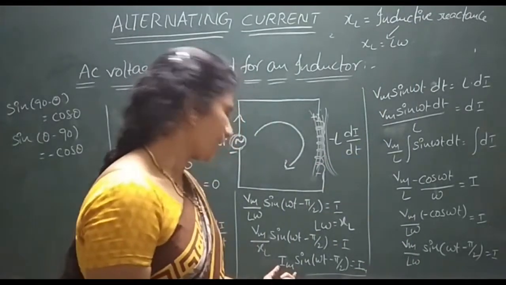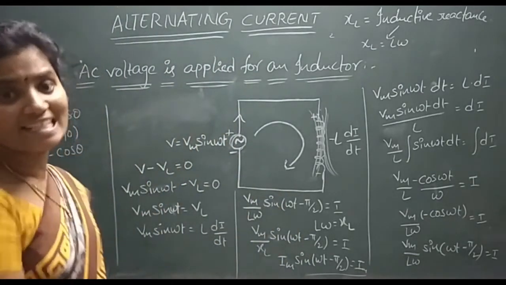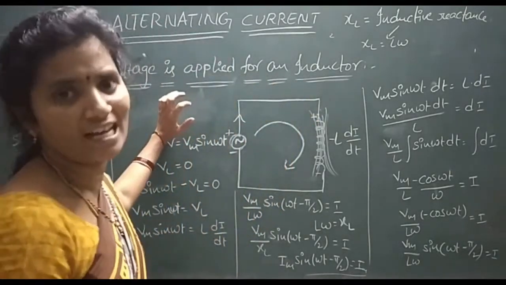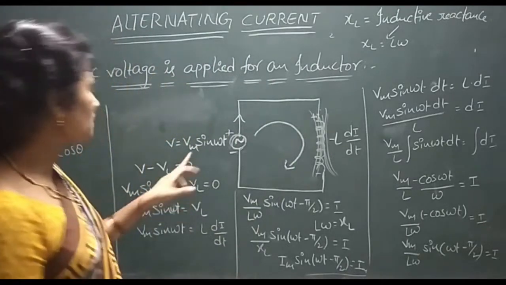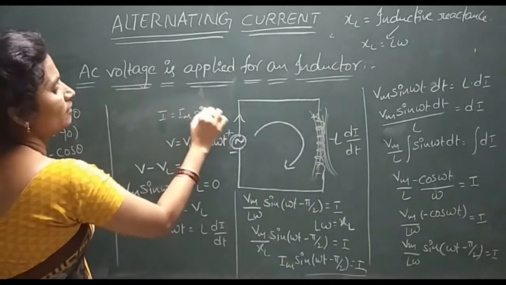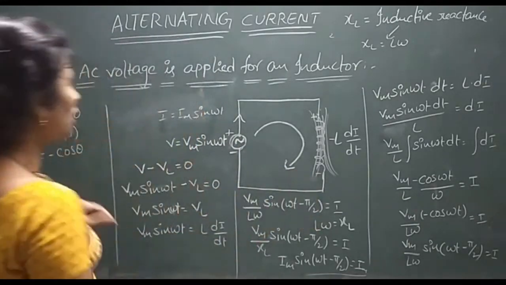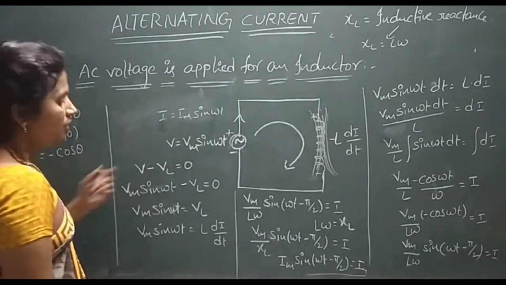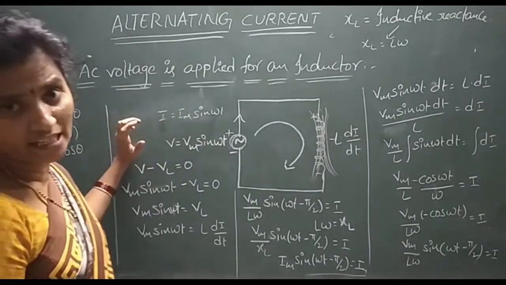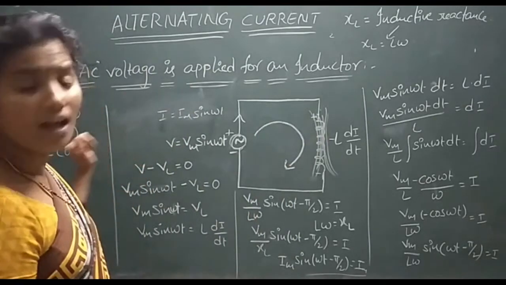We already know that whenever an AC voltage is applied to a resistor, the voltage is Vm sin omega t and the current is also Im sin omega t. Whenever we place a resistor, there is no phase change. Why? Because V equals Vm sin omega t and I equals Im sin omega t. The curves overlap each other, so there is no phase change between the voltage and the current.